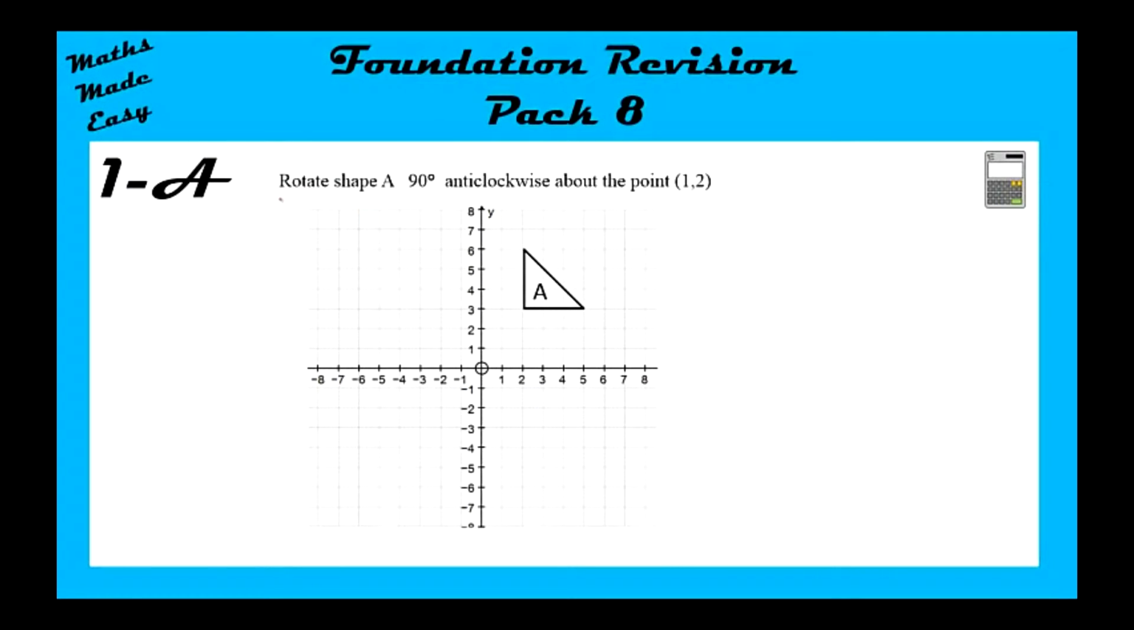So in this question we're asked to rotate a shape. So what you do is you take your piece of tracing paper, you mark on the point you've been asked to rotate around, so 1, 2, which is about here. You trace the shape, so you end up with a situation like this.